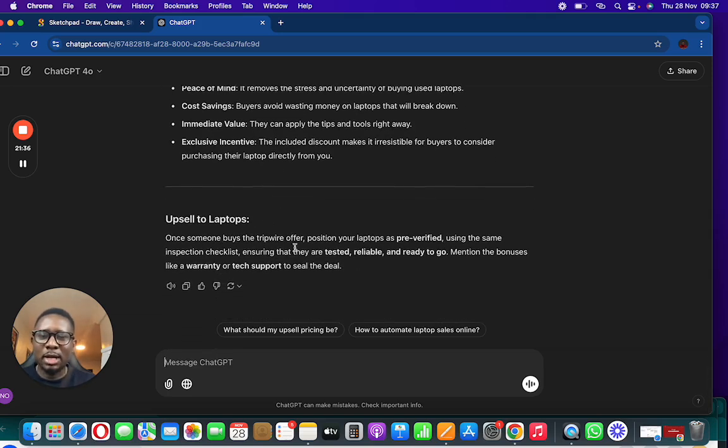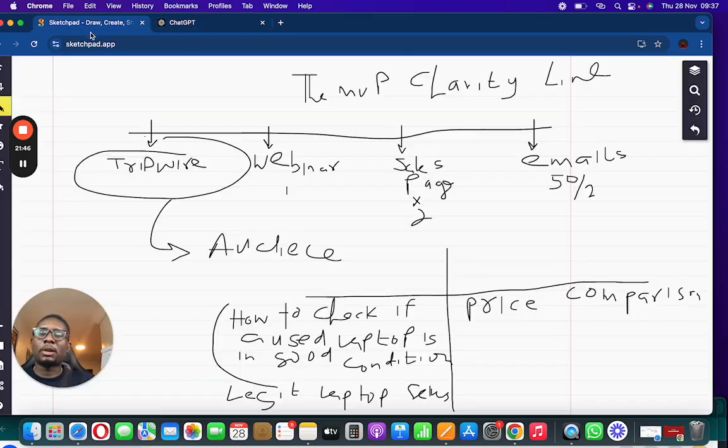And then once someone buys the tripwire, position your laptop as pre-verified using the same inspection checklist, ensuring that they are tested, reliable, and ready to go. This is it. All right. So with this information that I've given you now, you'll be able to come up with a tripwire idea, and that's exactly what I'm doing in my own business, right? I use these steps to come up with my tripwire idea, and then started to package it out.